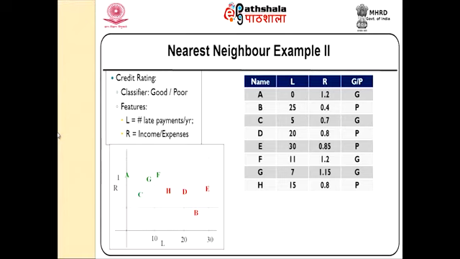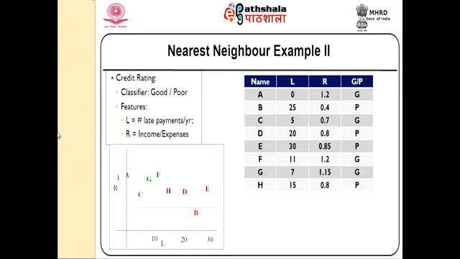Now, in a Euclidean space, you take L and R, those are the two parameters. Look, this is a 2-dimensional space because you are using only 2 attributes. We have plotted these values, and A, B, C, D and so on are the people. You would see that H, D, E, B are all poor, and A, G, F, C are all good credit ratings.